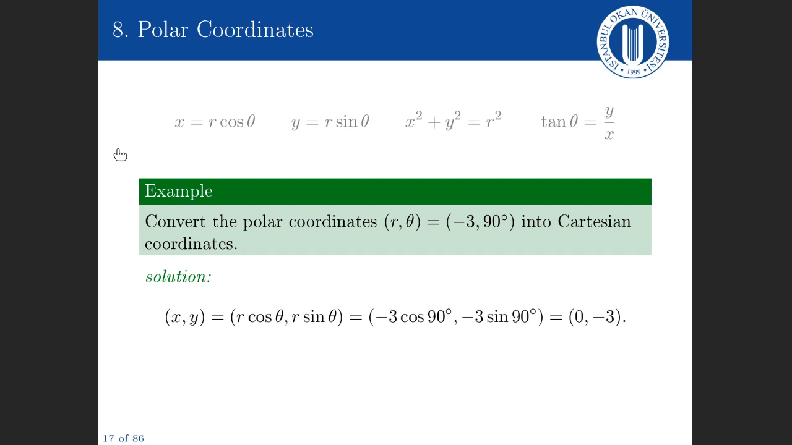Convert the polar coordinates r, theta equal to minus 3, 90 degrees, into Cartesian coordinates. I want x, y coordinates, and we know that x is r cos theta and y is r sin theta. So it's just putting in the value of r and putting in the value of theta into here. Because cos 90 degrees is 0 and sin 90 degrees is 1, the answer is 0, minus 3.